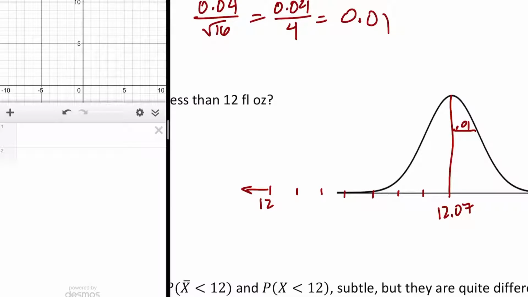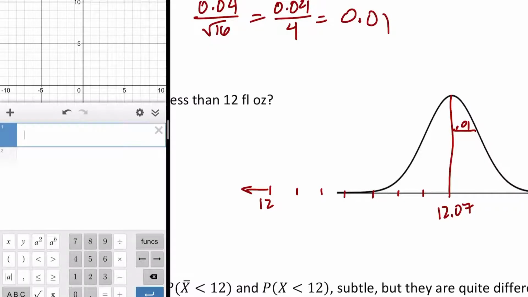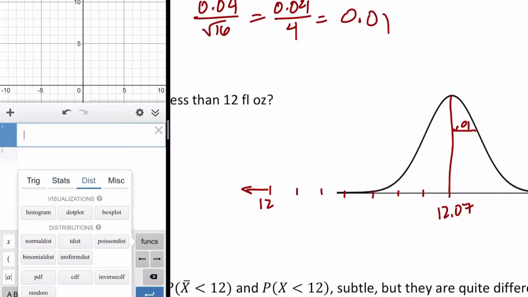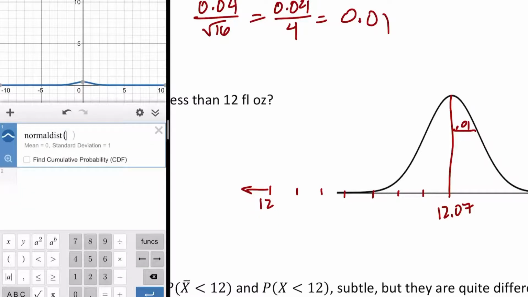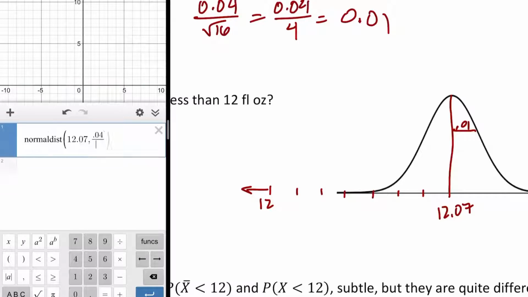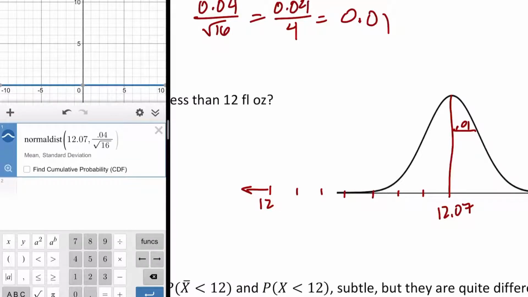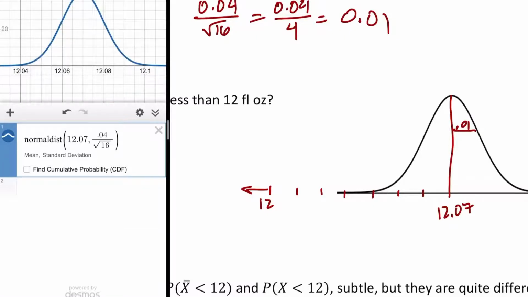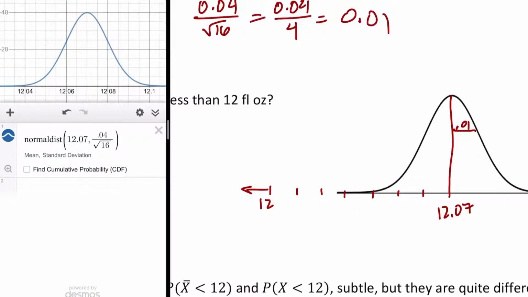So let's go to Desmos, press Functions, go to Distributions, pick Normal Distribution, type in our mean at 12.07, comma, our standard deviation, and I'll go ahead and do the full math, 0.04 over the square root of 16. All right, let me zoom in on that graph. Just for fun, I'm going to change this to red. There we go. And let's find our cumulative probability.